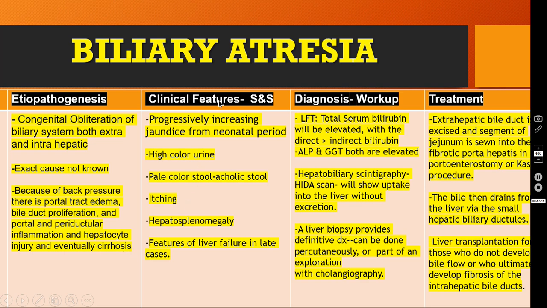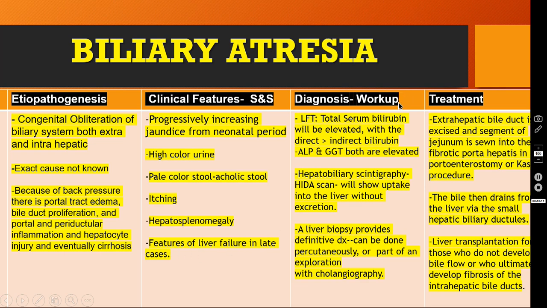Coming to the clinical features, the baby will have progressively increasing jaundice from day 1 onwards, throughout the neonatal period and during infancy. The baby will have high color urine, pale color stool, that is acholic stool. Itching also will be there. Hepatosplenomegaly may be there, with features of liver failure in very late cases.